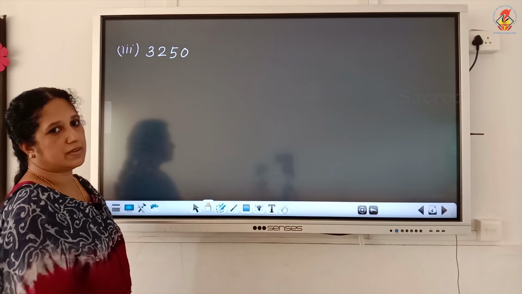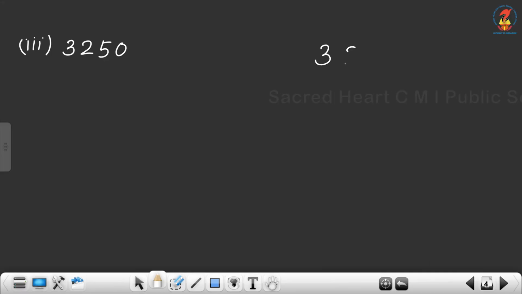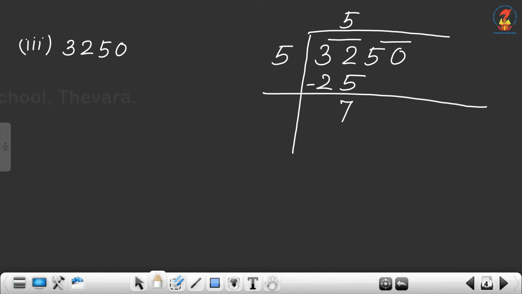Now next number, 3250. Now try to find out the square root of this number by division method. Then 5 5s are 25. Remainder 7. Bring the next pair down, 750. Double of 5, 10. You have to put a blank on its right.